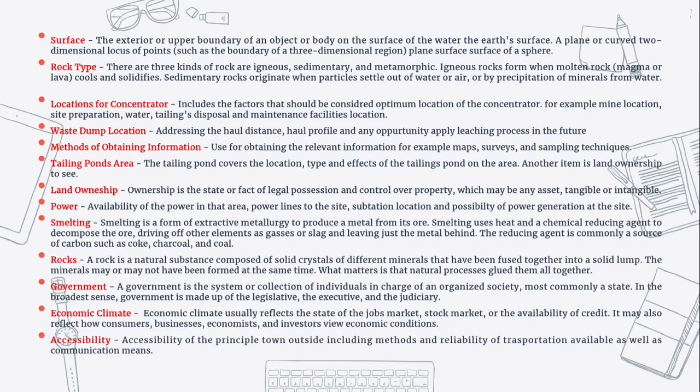Economic climate. Economic climate usually reflects the state of the job market, stock market, or the availability of credit. It may also reflect how consumers, businesses, economists, and investors view economic conditions. Accessibility. Accessibility of the principal town outside, including methods and reliability of transportation available as well as communications means.